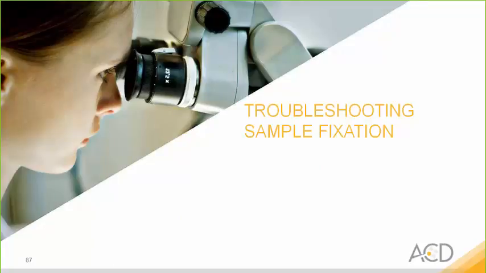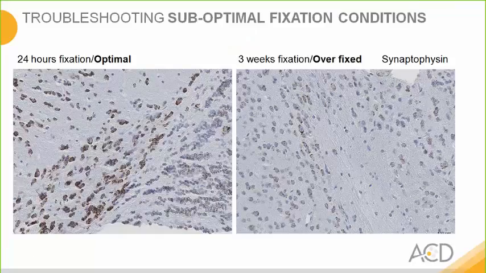Here we'll look at a brief issue of insufficient sample fixation. To the left is a tissue that was fixed optimally for 24 hours. To the right, you'll see completely overfixed tissue in which they fixed for 3 weeks. You can see the significant reduction of signal intensity by overfixing your tissue, and to some end, you would then have to optimize to increase your pretreatment conditions to overcome the overfixation of your tissue.